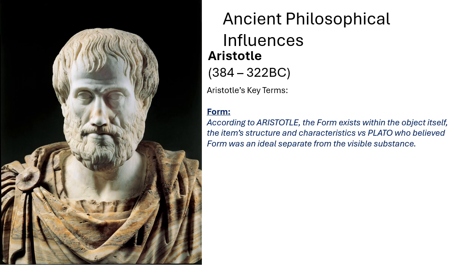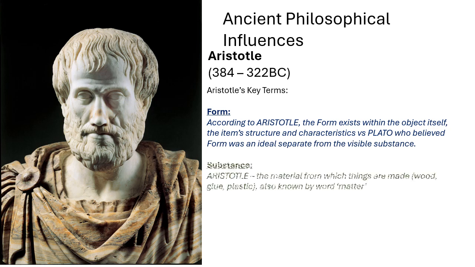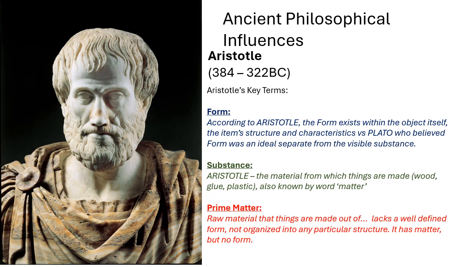But for Aristotle, that realm doesn't exist. The form of an object exists within itself, its structure and characteristics. And the substance, for Aristotle, the substance of something is the material from which it's made. And the prime matter is kind of the basics of what that substance is made of, a thing without some kind of structure or form. Form being the key word there. Come back to that one later.